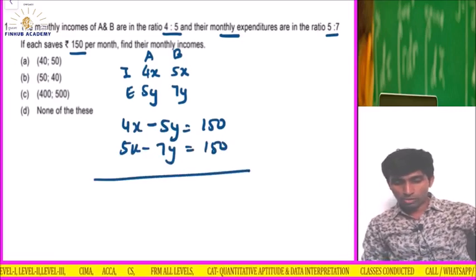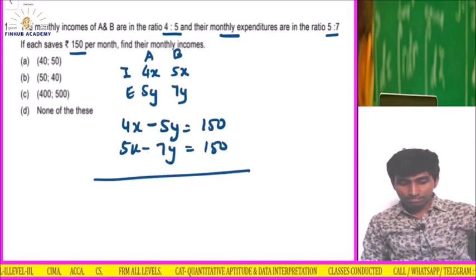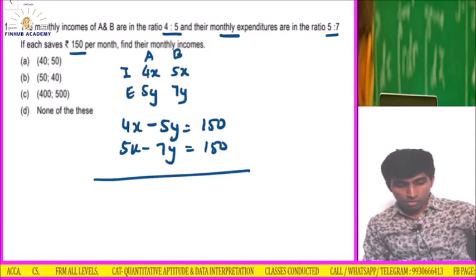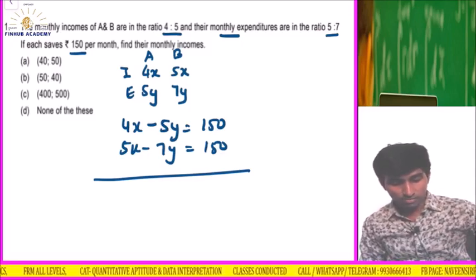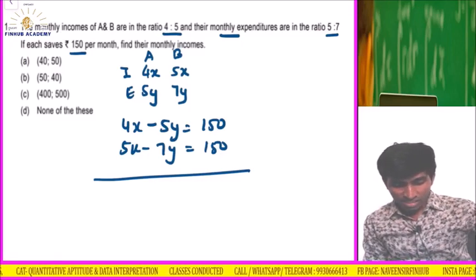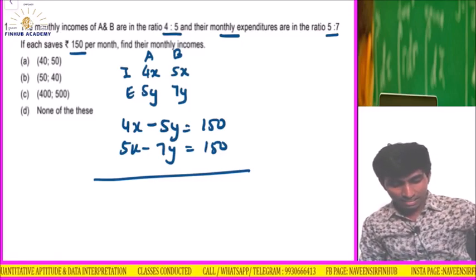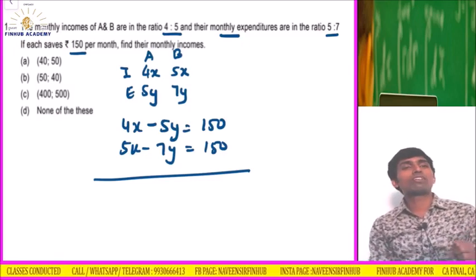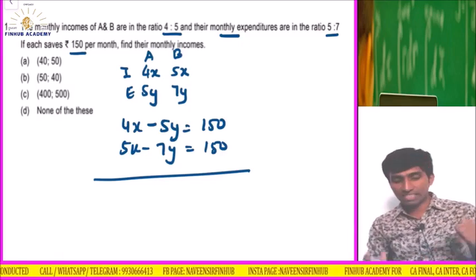Because the coefficients are not the same, we will have to solve, correct? One thing, we can start with the options. Let's say the monthly incomes they are giving. So this is one way to solve. You'll have to solve the simultaneous equations and you can get it. But the easiest way is what?